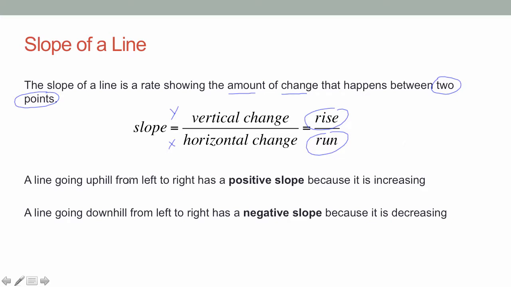Some other things about slope: if a line is going from left to right and it looks like it's uphill like that, that's what we would call a positive slope because it's an increasing line. As x changes, y is increasing. We're stair-stepping up. If we have a line going downhill, for example, it's going down like that, that's what we would call a negative slope because it's decreasing. As x changes, we are subtracting y values and decreasing by amount over and over again right there.